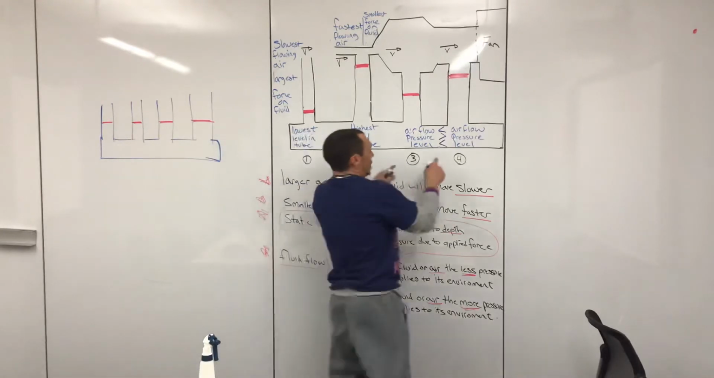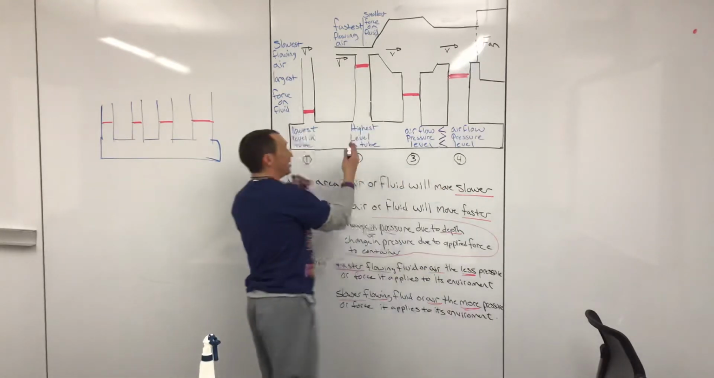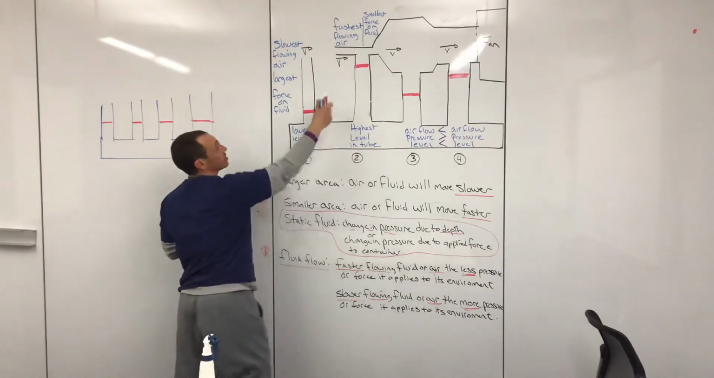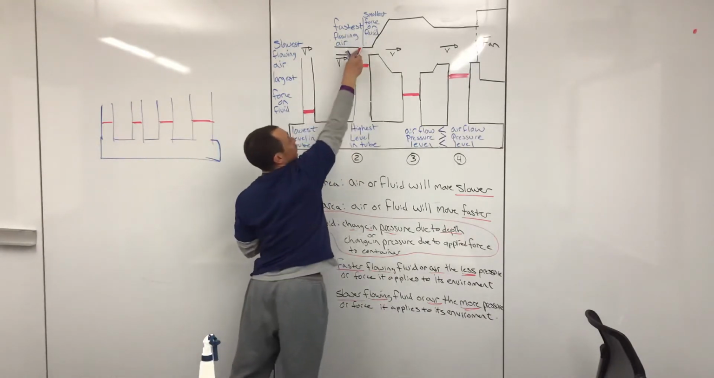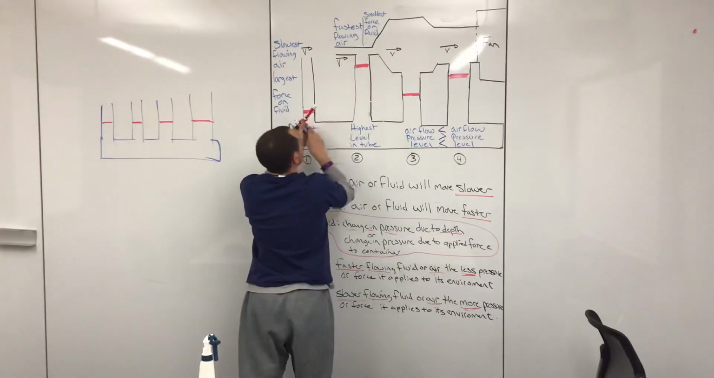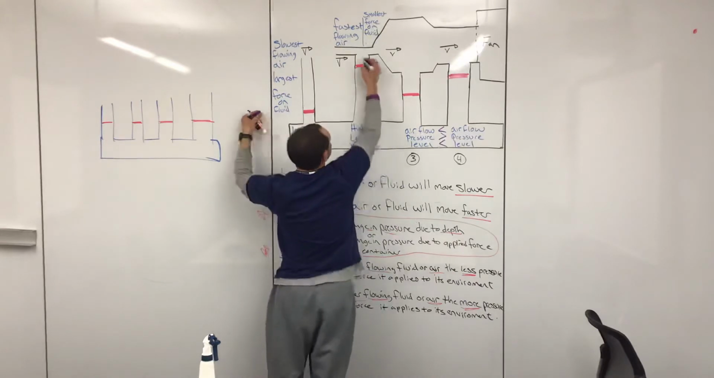So here we see for 3 and 4, right? Again, we understand 1 and 2 what's going on. This is the highest level in the tube because it's the fastest flowing air, which means there's going to be less force from the air.